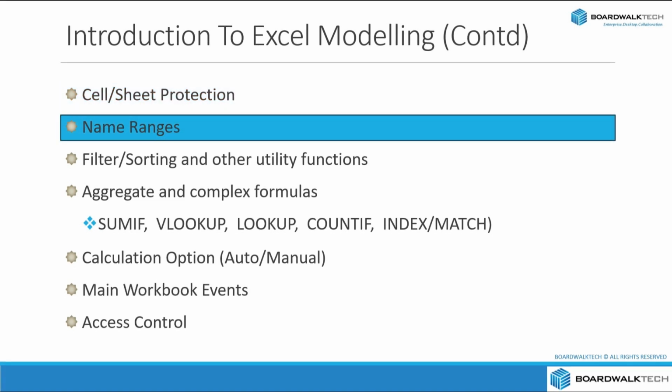Named ranges in Excel allow you to assign a meaningful name to a specific cell or range of cells. This makes it easier to refer to those cells in formulas, charts, pivot tables, data validations, and other parts of your workbook. Named ranges in Excel provide a convenient way to make your formulas and references more readable and maintainable, especially in larger workbooks.